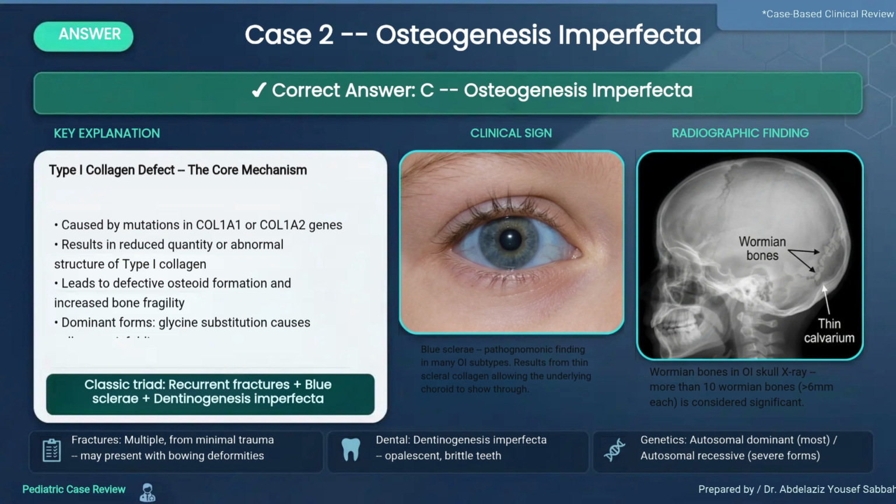Radiographically, Wormian bones on skull X-ray, defined as more than 10 Wormian bones each larger than 6 mm, are a hallmark finding. Normal serum calcium, phosphate, and alkaline phosphatase levels distinguish osteogenesis imperfecta from rickets and hypophosphatasia. The most common inheritance is autosomal dominant.